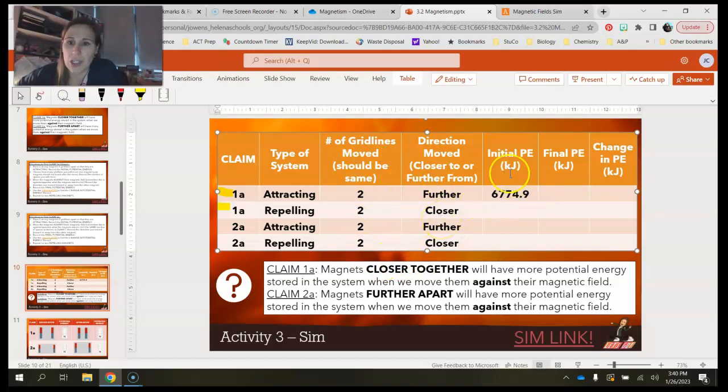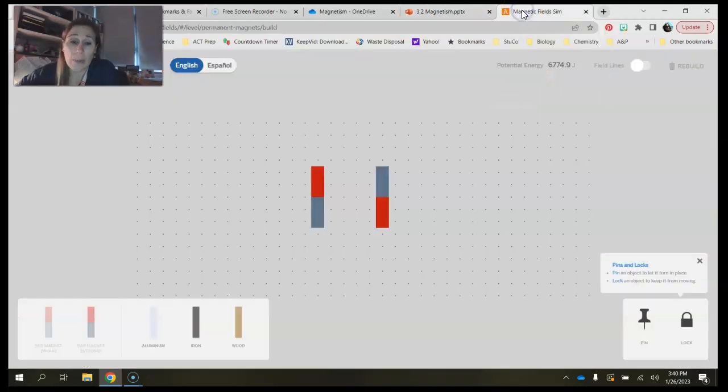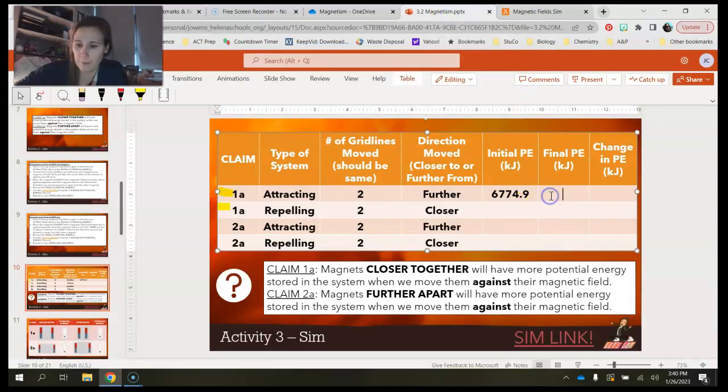I've got my initial potential energy recorded for my system of magnets that I set up in the sim, and now I'm actually going to move them. So again, these little guys want to move closer together. We're going to go against that, and we're going to move them 2 spaces away. 1, 2. I'm going to record my potential energy now. 7001.2. I'm going to record that under my final potential energy. So what we saw is when I made that move against the magnetic field, our potential energy went up.